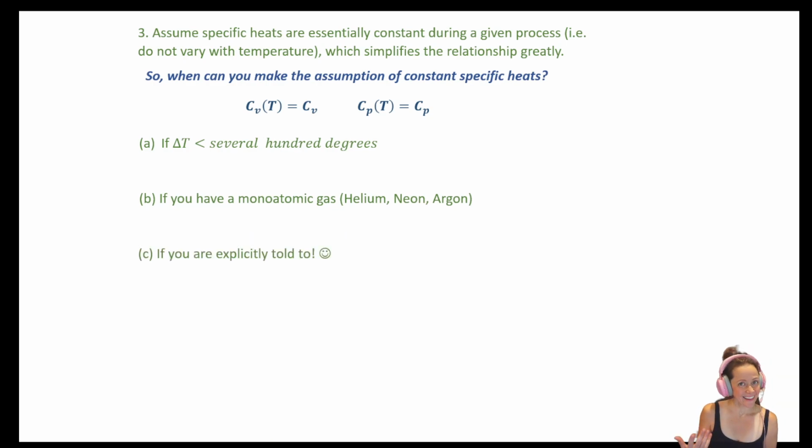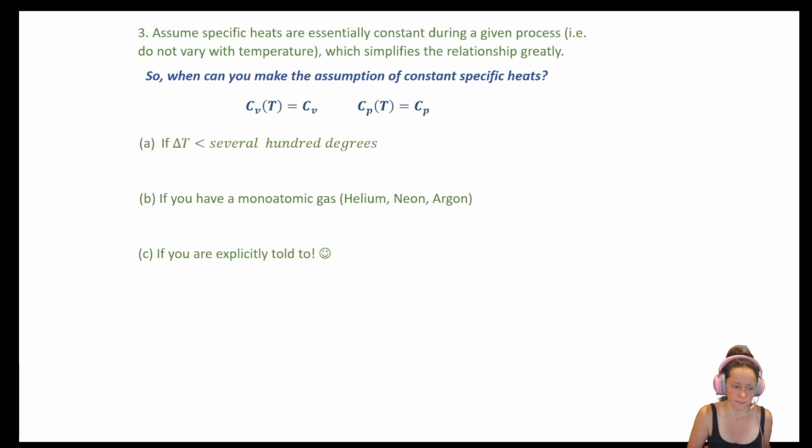And then the last case where you can assume that specific heats are constant is if you are explicitly told to do so. On an exam, I'm going to tell you how I want you to solve it. I'm going to tell you assume specific heats are constant, or I'm going to say don't assume specific heats are constant, because I might have a specific way that I want to see that you know how to solve it. But this is the general guideline in practice. These are the times that you can assume that specific heats are constant and it's not going to give you a huge error.